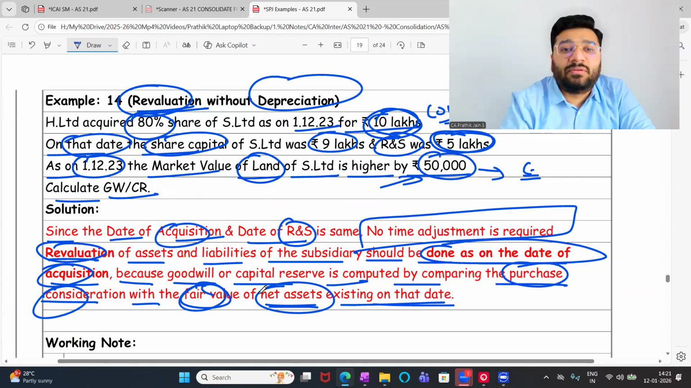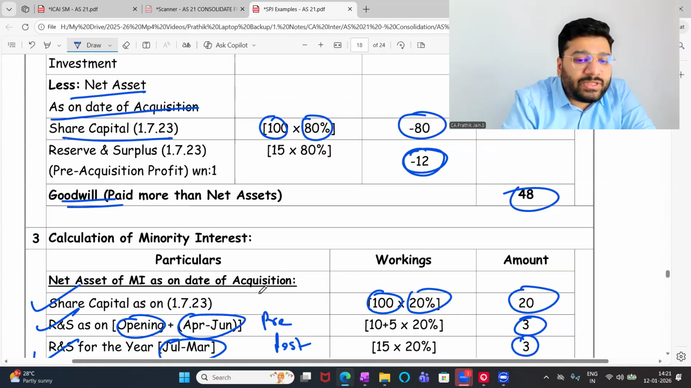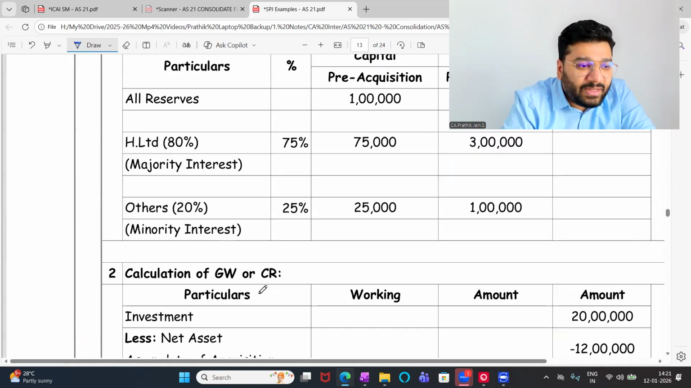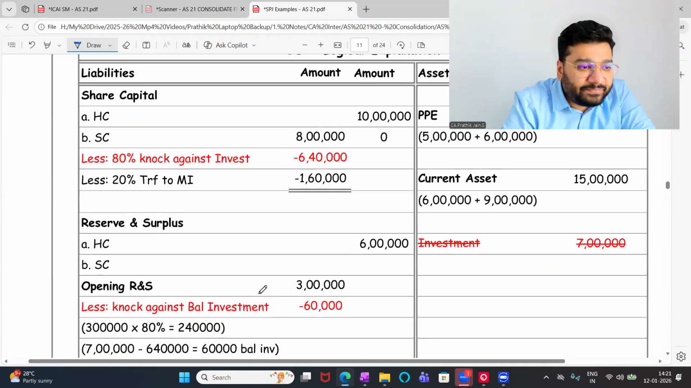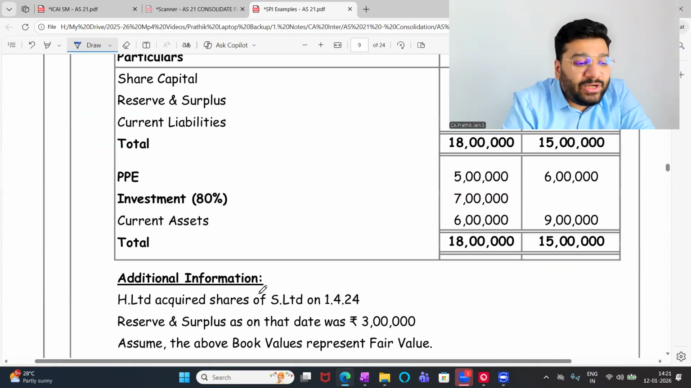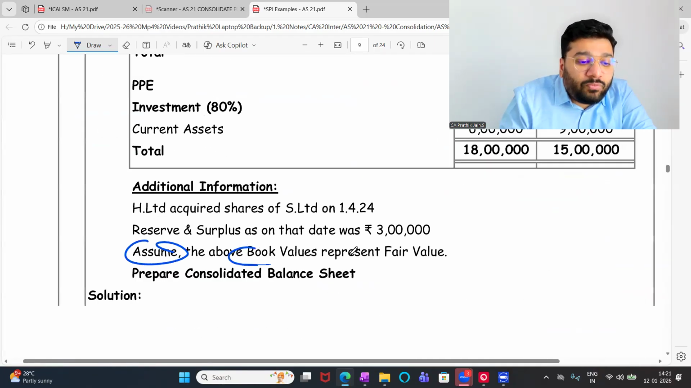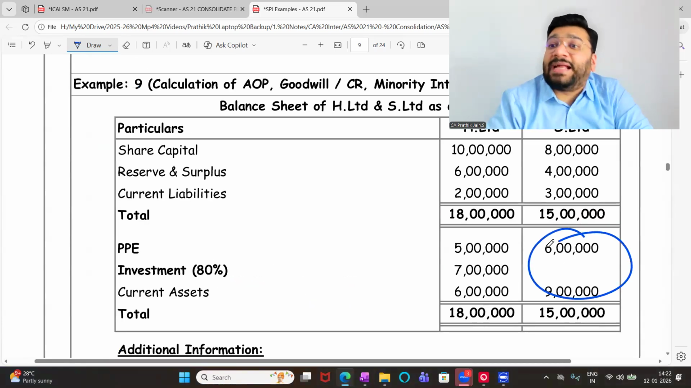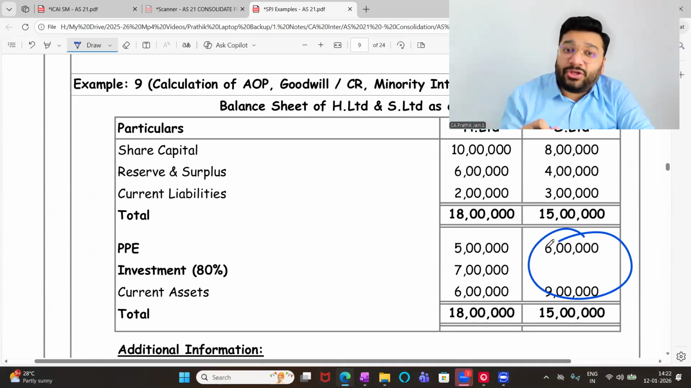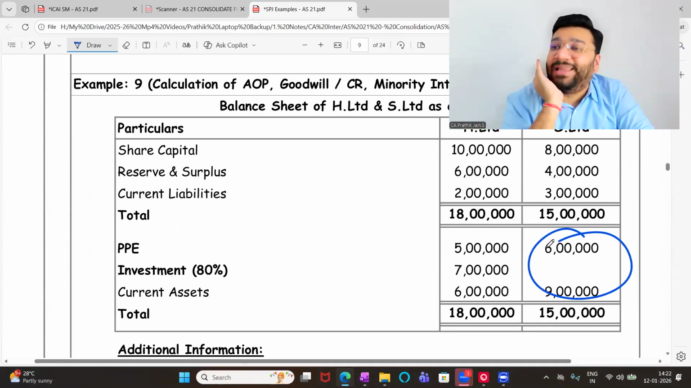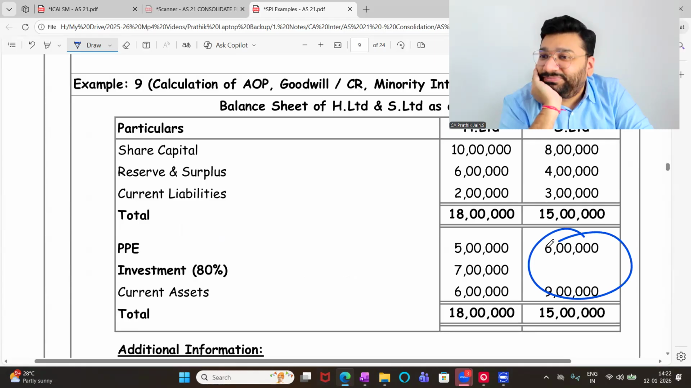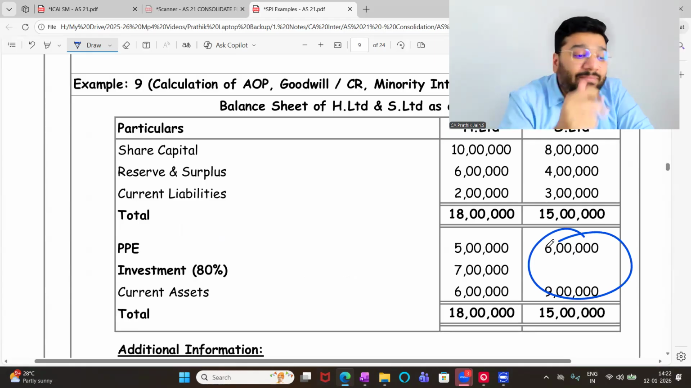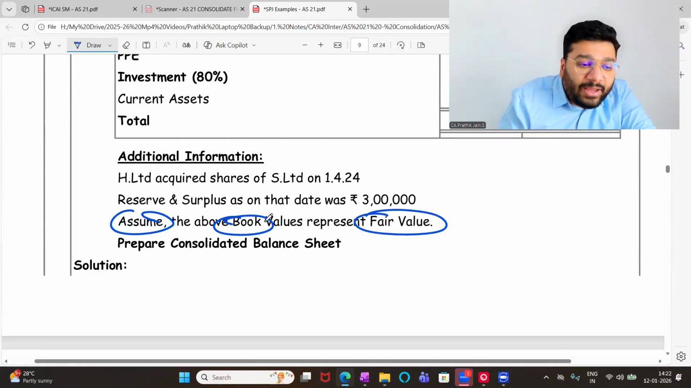If you remember, I told you in all the questions that we did above, I gave one sentence. What sentence did I give? Assume book value is equal to fair value, which means all the assets and liabilities that I gave you are at the fair value. If there is any revaluation, I gave you the balance sheet after revaluation. Got it? Not got it. So that's why I made the statement everywhere: assume the book values are equal to fair value.